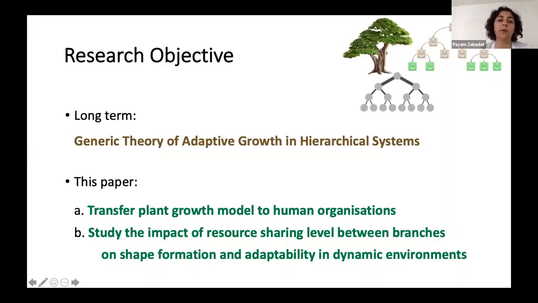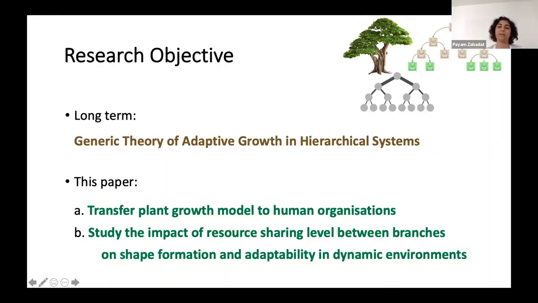In the long term, our research objective is quite a long run, basically. We try to go towards a generic theory of adaptive growth in hierarchical systems based on some extensive cross-domain studies. But in the short term, this is a much more modest objective, basically.